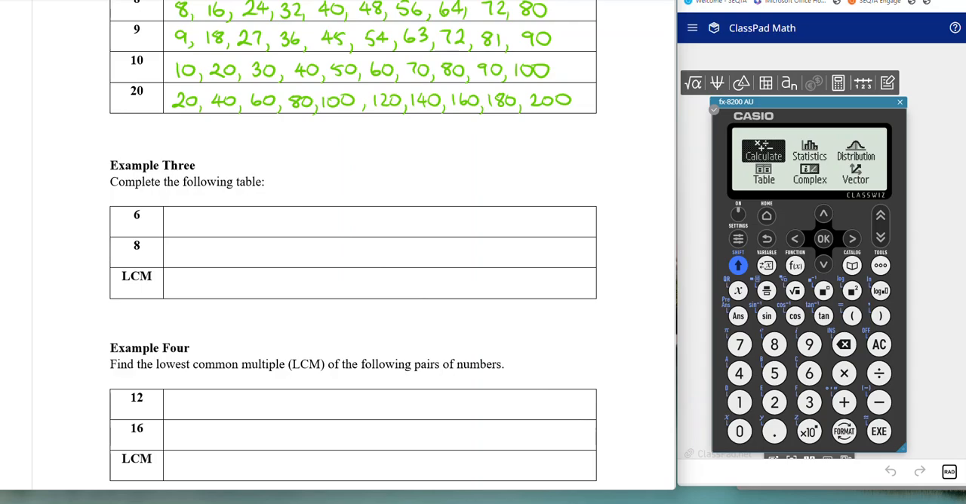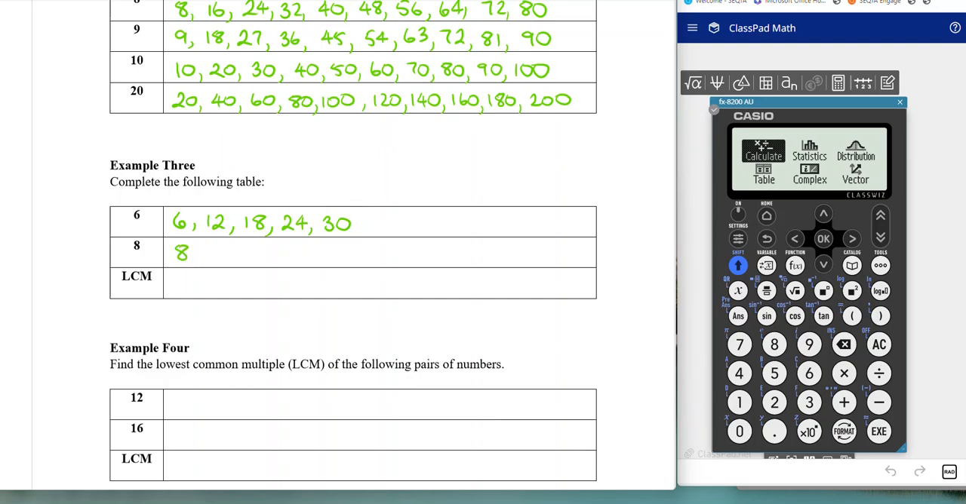Listening. So remember that multiples are your times tables. So let's do some 6 times tables. 6 times 1 is 6. 6 times 2 is 12. 6 times 3 is 18. Plus on 6 again is 24. Add on 6 again is 30. Let's just see if that's enough. Let's go to the next one and do some 8 times tables.